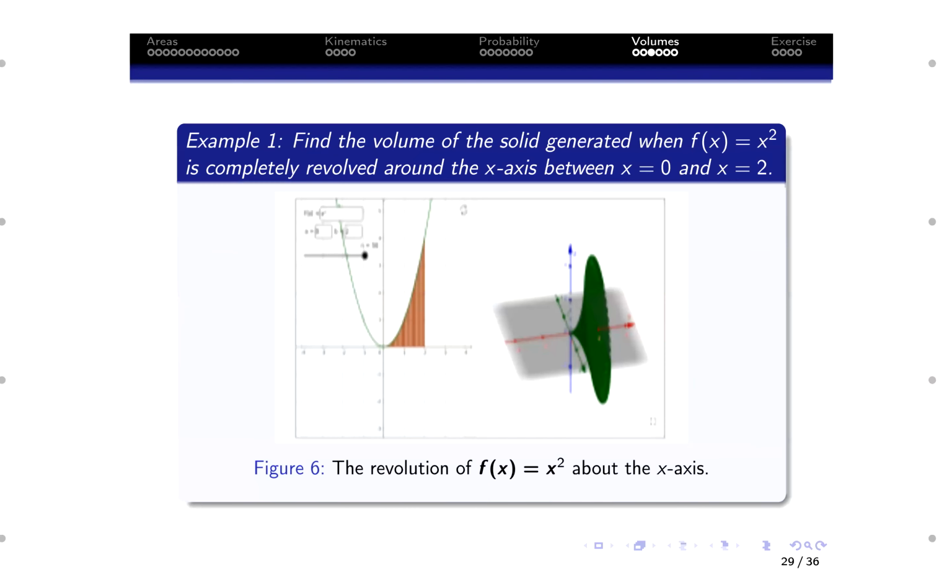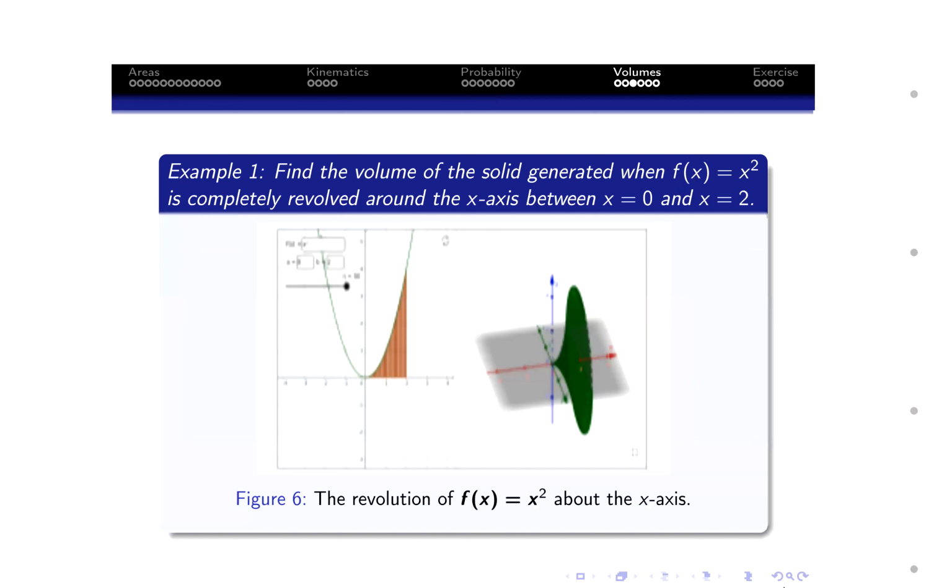Find the volume of the solid generated when f of x equals x squared is completely revolved around the x-axis between x equals 0 and x equals 2. Now look at this. F of x equals x squared is just a simple parabola passing through the origin. So you have this passing through the origin going up like that. But then we want to see it completely revolve around the x-axis between x equals 0 and x equals 2 here.